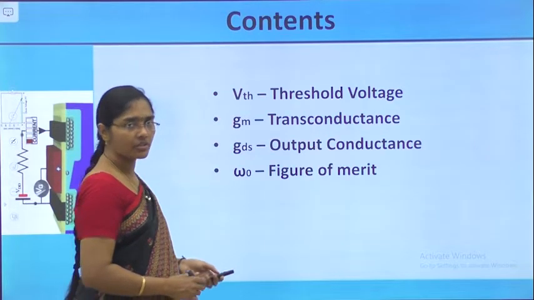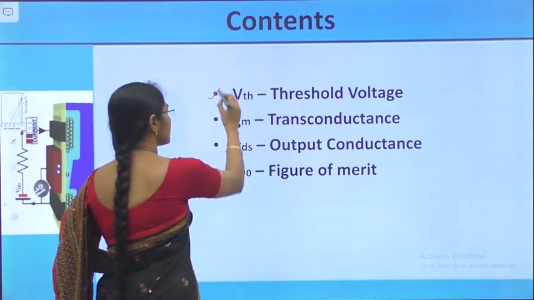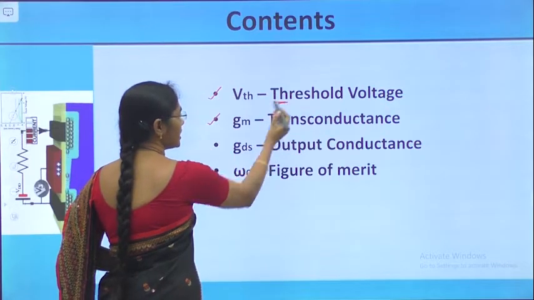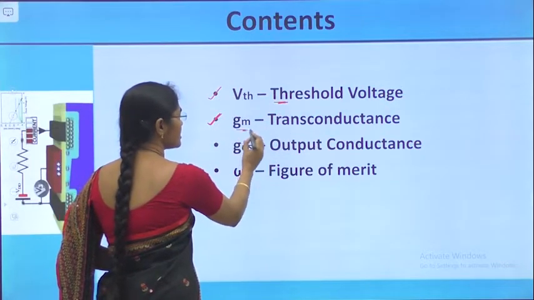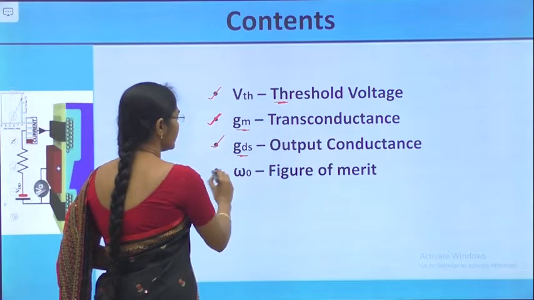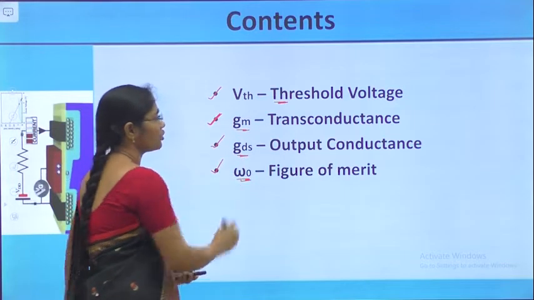The contents we are going to see are the parameters of threshold voltage VTH, transconductance GM, output conductance GDS and figure of merit omega naught.